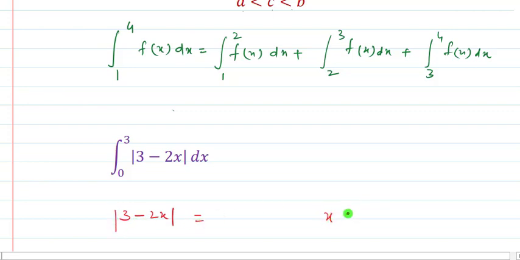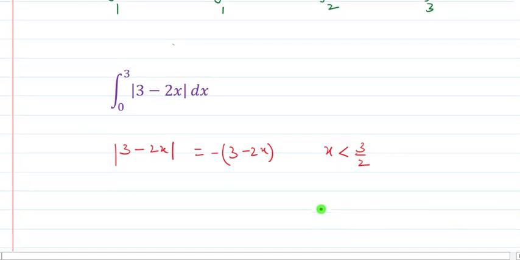Number 1, when x is less than 3 upon 2, the value of the modulus will be minus of 3 minus 2x, the modulus sign will vanish. And the other value is when x is greater than or equal to 3 upon 2. So here we are getting 3 minus 2x, so the value will be out of the modulus sign. Now there are two values: one is when x is less than 3 upon 2, the other is when x is greater than or equal to 3 upon 2.